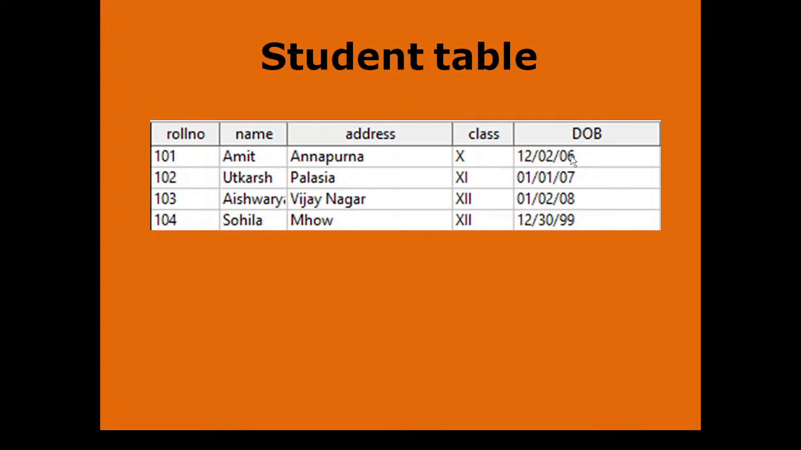Now the next column will have the date, that is date of birth. Date of birth will be in a date data type. So these are the columns I want in my table, and the table name is student. Let us see how we can write this command in OpenOffice.